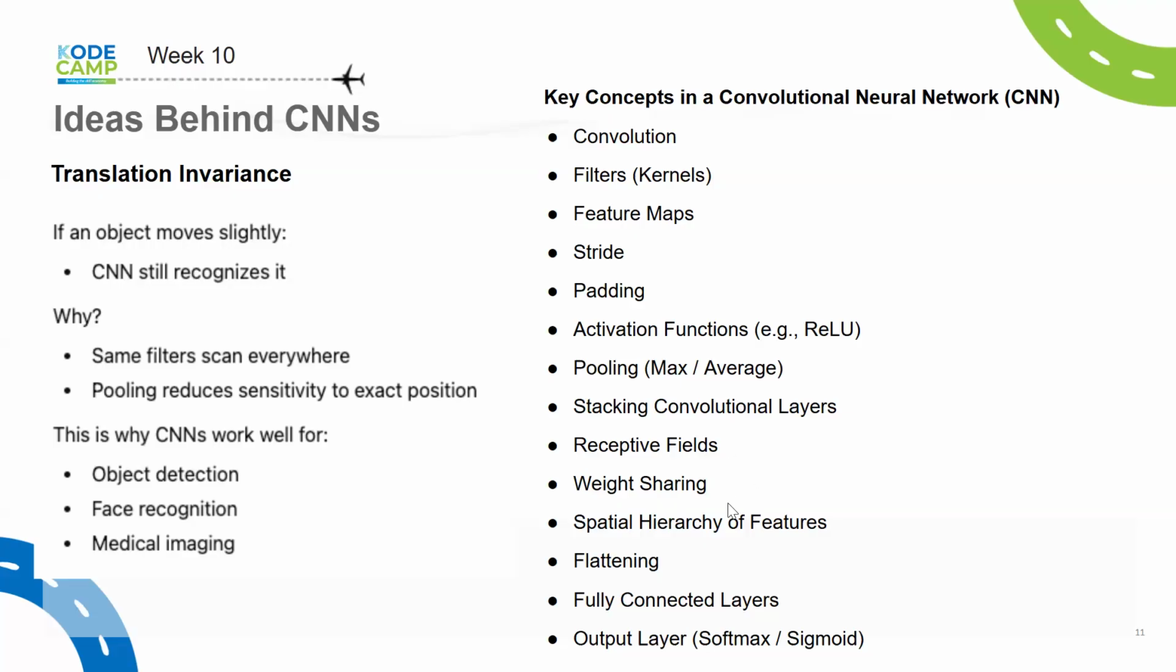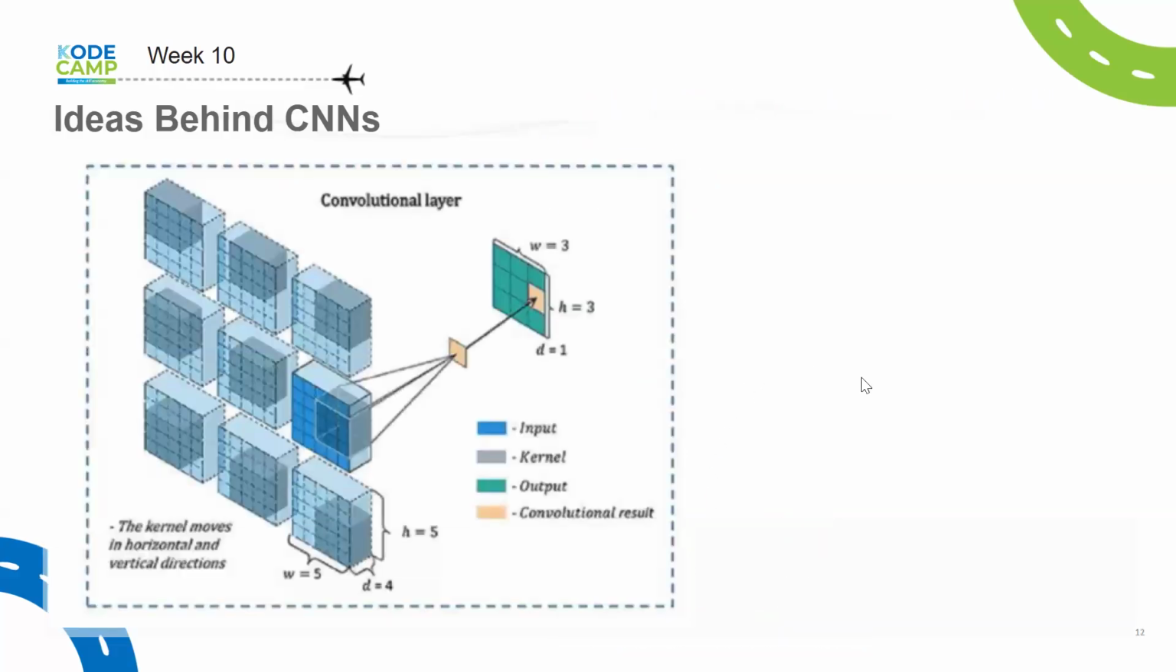Weight sharing, we already talked about that. Spatial hierarchy of features, I talked about that. Flattening is what you do with pooling. And then fully connected layers, we know that. Then the output layer, which is the softmax or sigmoid. So now let's look at this.